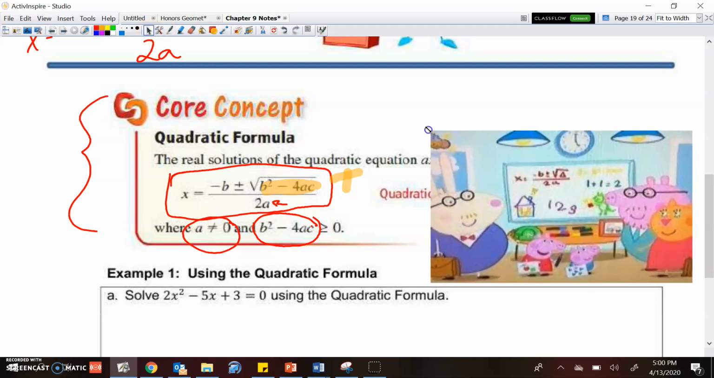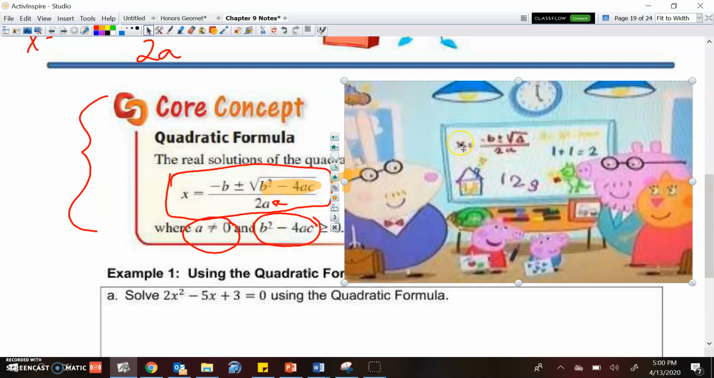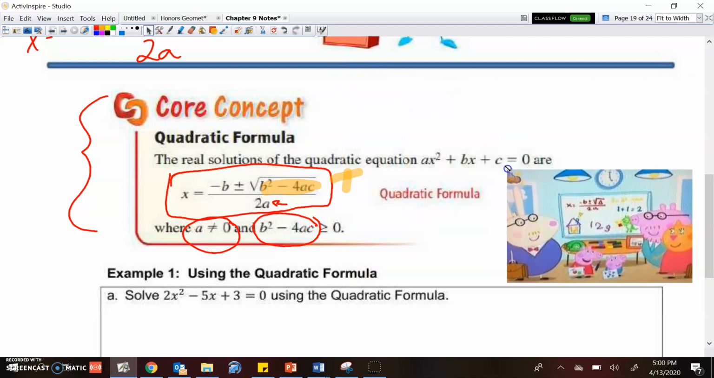Papa Pig is at his work, and it's kind of blurry now, but this is negative b plus or minus the square root of a triangle all over 2a. And in yellow here, what you can't see is that they have triangle equals b squared minus 4ac. So this is one of those formulas that they throw out a lot that make it look really complicated, but you're going to see in just a second, it's actually pretty easy to use, okay?